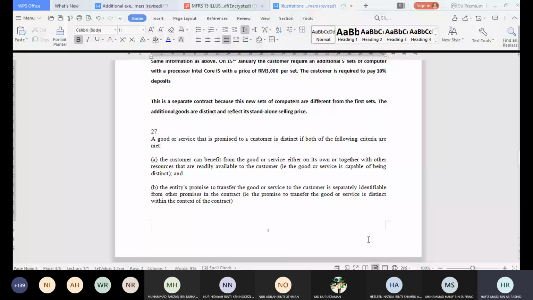Because the other criteria is, when you send the first 50, distinct means you can straight away use that first 50. You do not need to wait for the second 50 to be sent. But of course, you need to identify it clearly in the contract, that you will send it like that. So when the customer receives the first 50 units, he can straight away use it without having to wait for the second unit to be delivered.